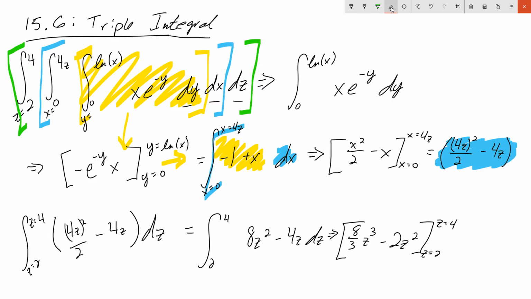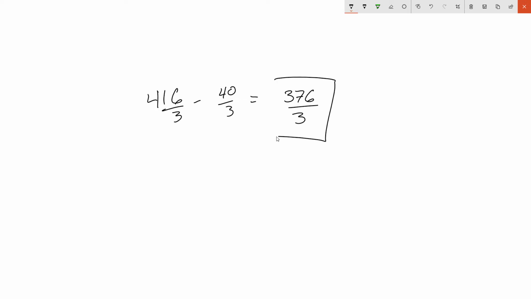And what we come out to here is 416 over 3 minus 40 over 3, which is going to give us a numerical value of 376 over 3. So, like I had said at the beginning, we want to evaluate in those terms so that we can get this numerical value. And what this actually is, this is a volume of a solid, so it's going to be a real life number. It's going to be a real usable number in terms of having integrated.